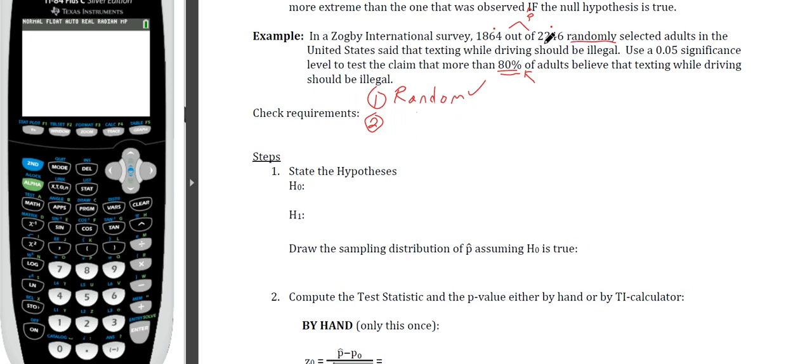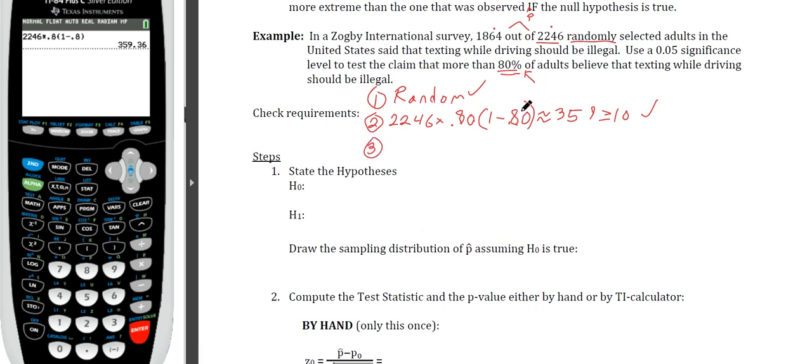But we have a sample size of 2,246, so 2,246 times 0.80, that's our population proportion, times 1 minus 0.80. And we can calculate what that's going to be. So 2,246 times 0.8 times 1 minus 0.8. What we get is 359, or about 360-ish. That is way more than 10, so we're good.